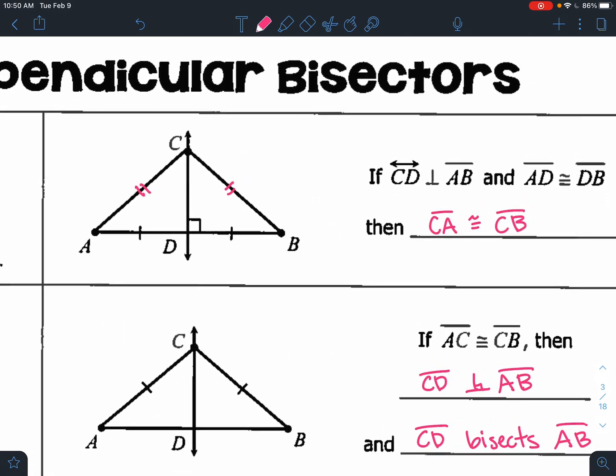Now, this will be consistent anywhere along this line. So even if I move point C down the perpendicular bisector, I'm still going to have it be equidistant from the endpoints of my segment. So almost think of it like it's attached by a rubber band on both sides. CA and CB are rubber bands. No matter where I move that pink dot, those two pieces are going to be congruent.